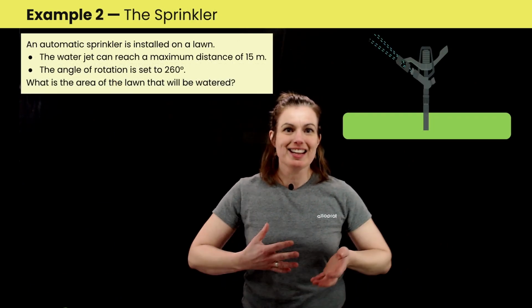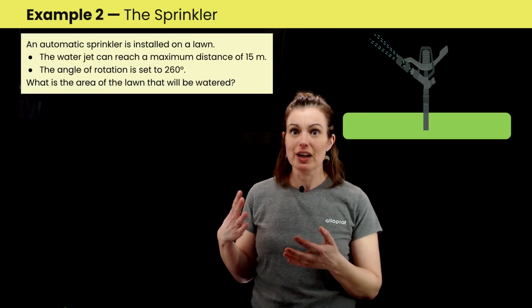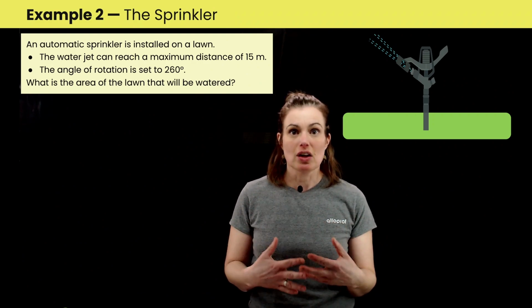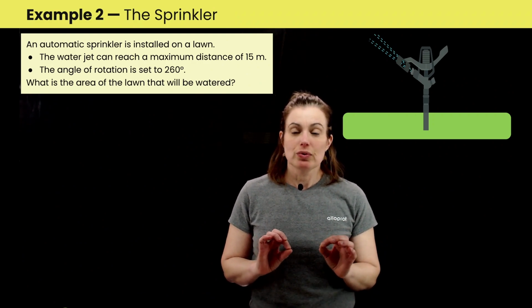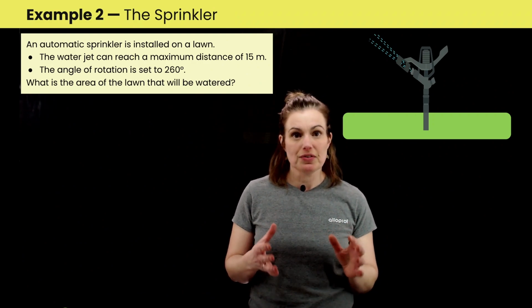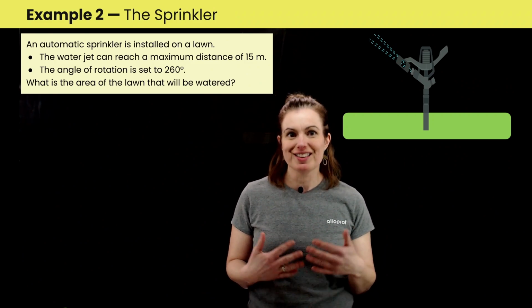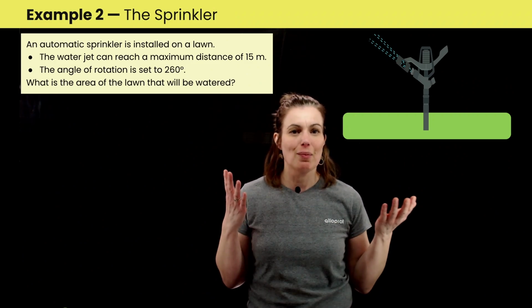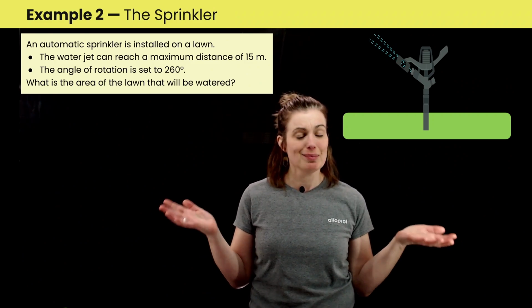So in our second example, we've got an automatic sprinkler. It's installed on a lawn. The water jet can reach a maximum distance of 15 meters. The angle of rotation is set to 260 degrees. And we're wondering what is the area of the lawn that can be watered.